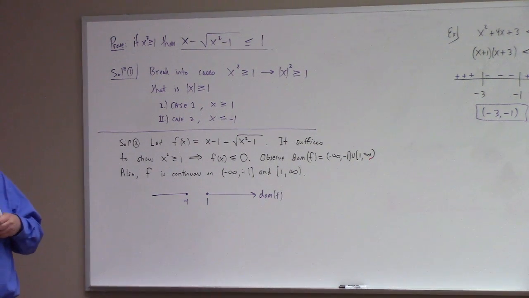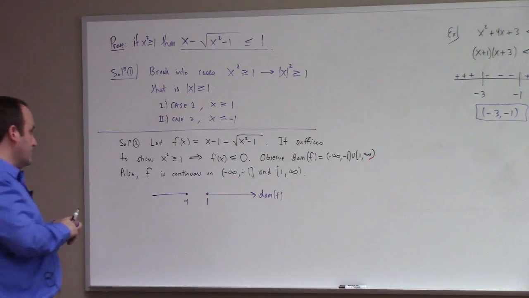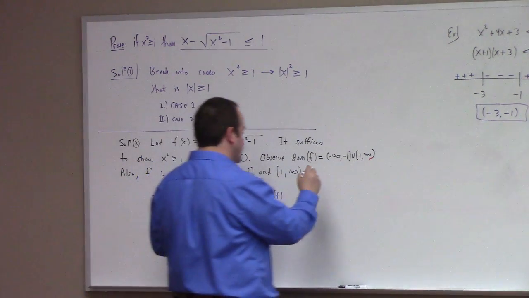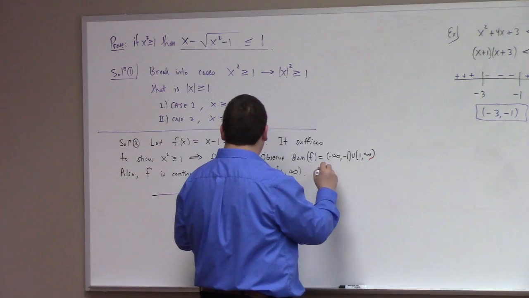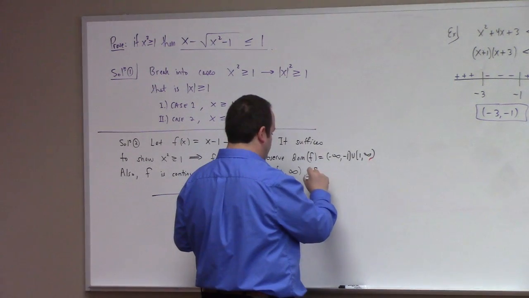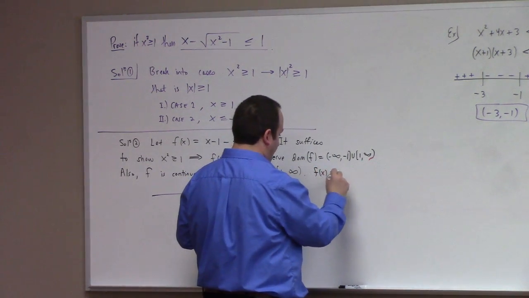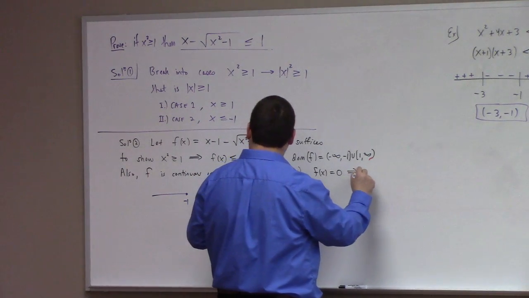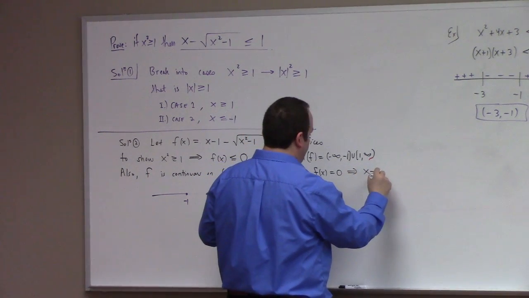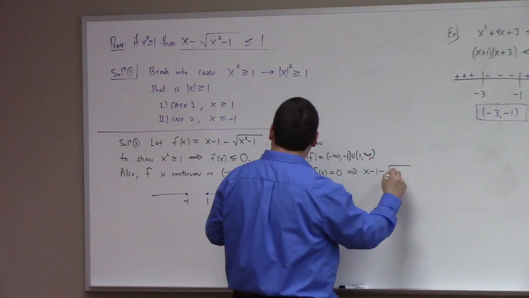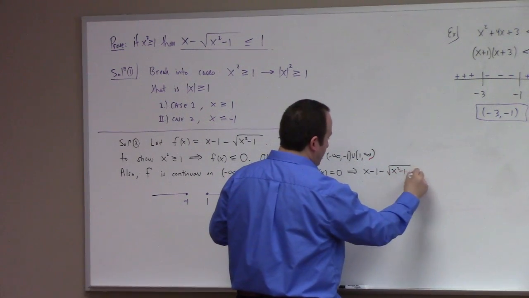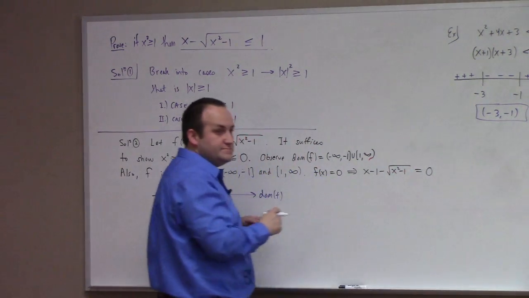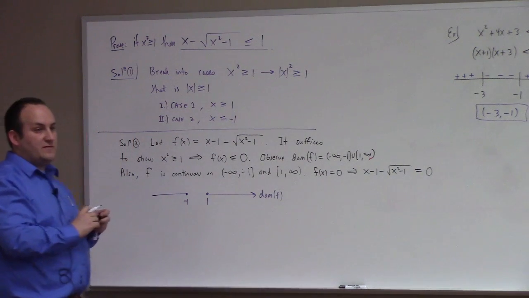So how do you find the zeros for f? What do you do? Set f of x equals 0, right? So f of x equals 0 implies that x minus 1 minus the square root of x squared minus 1 is equal to 0. And you go from there. Solve that, see what you get.